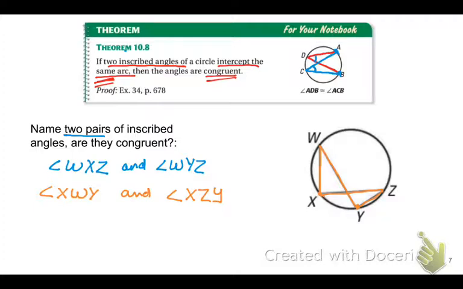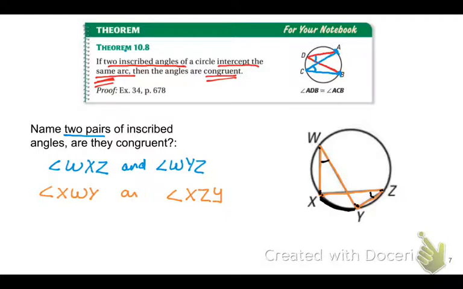Well, let's take this second pair since I've erased the blue. So XWY and XZY. It's asking if these two angles are congruent. So let's look at our theorem. If two inscribed angles of a circle intercept the same arc, and they are intercepting this arc, here they are, that's where they intercept. They intercept the same arc. So then the angles are congruent.